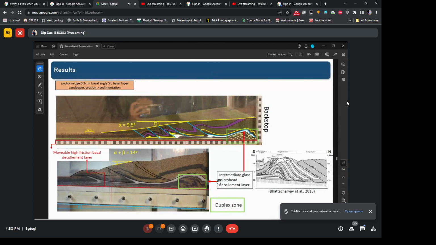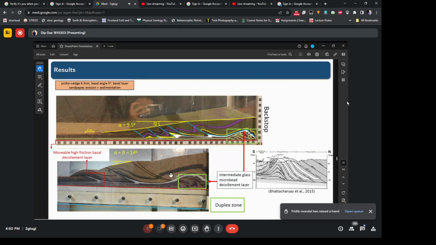Okay, sir. The rationale behind choosing this proto-wedge is, suppose we look at the geometry of an accretionary prism, with a subducting plate and an overriding plate. If we look at the sedimentary sequence in that case, it actually looks like a kind of wedge.